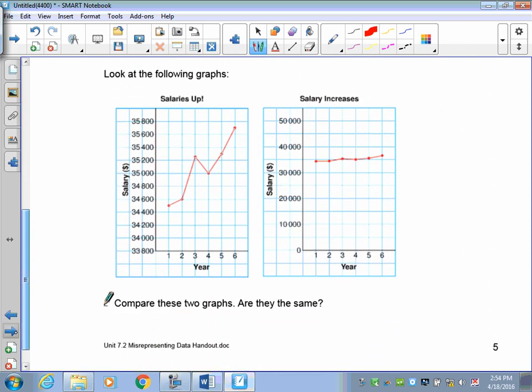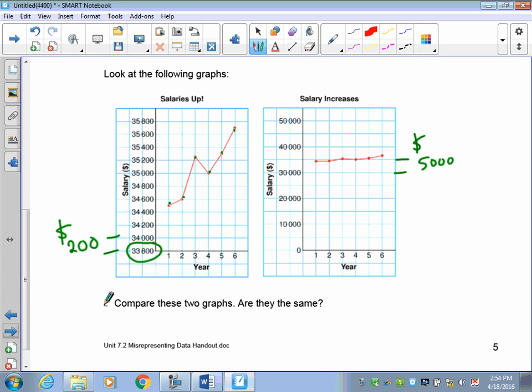All right, salary increases are up. So now you should be getting pretty good at this. You should have noticed right off the bat that this one here starts at $33,800. And it's going up by 1 box here is equal to $200. Over here, 1 box is equal to $5,000. A significant difference, isn't it? By changing the scale and making the scale go up by less, the vertical differences are exaggerated, made longer.